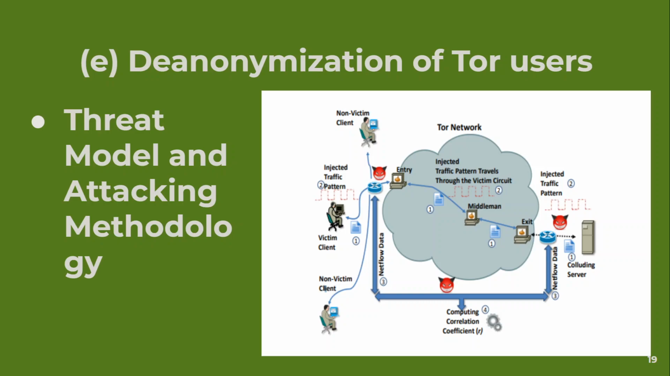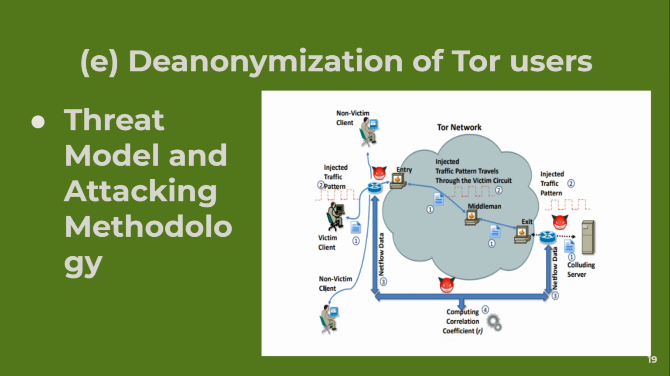Now, the first thing I want to talk about is the threat model, attack, and methodology. As you can see in this picture, this model works by the attackers trying to determine the network identity of the Tor user who is trying to access a particular server. It tries to inject a malicious pattern. As you can see here, the victim client is trying to access a server, and this is the Tor network cloud.